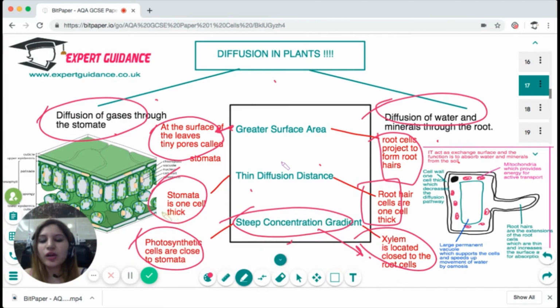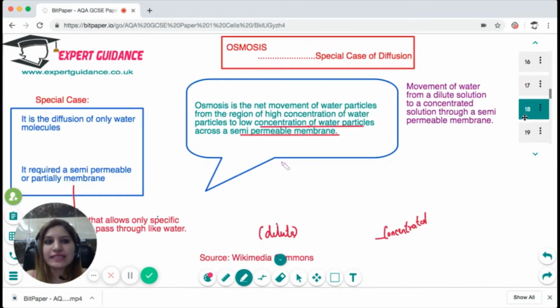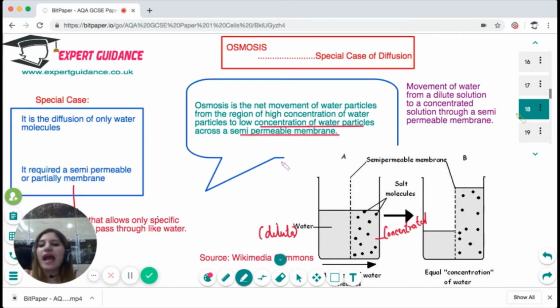Okay, so I hope the examples of diffusion in plants and animals, along with the adaptations they have for maximum diffusion, are clear to you. Now let us look at another special case of diffusion called osmosis.